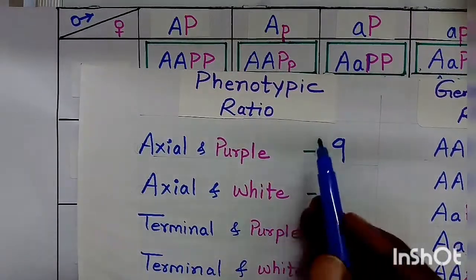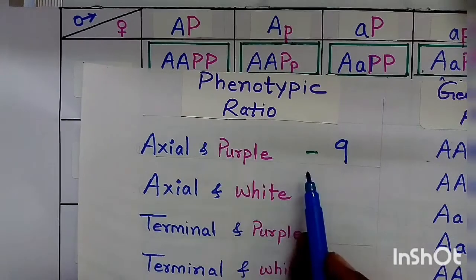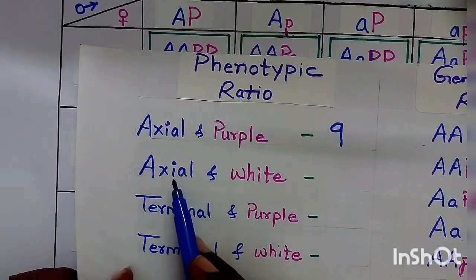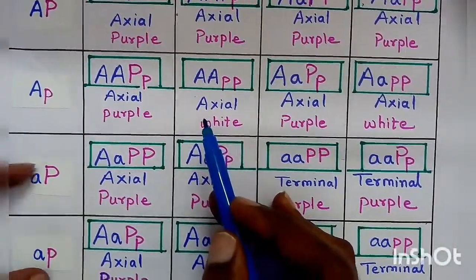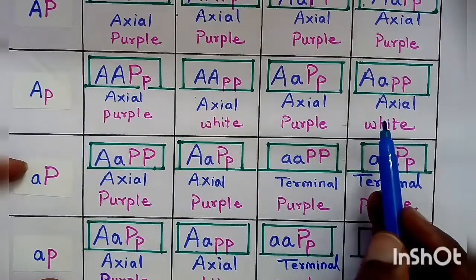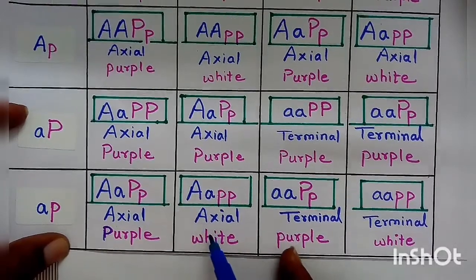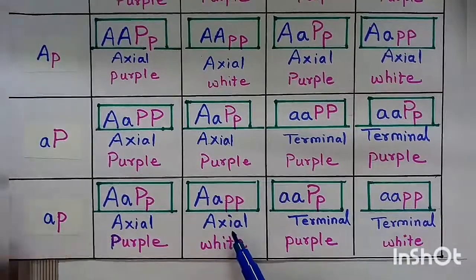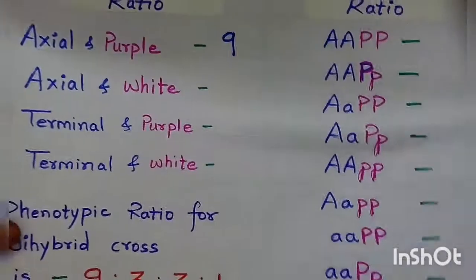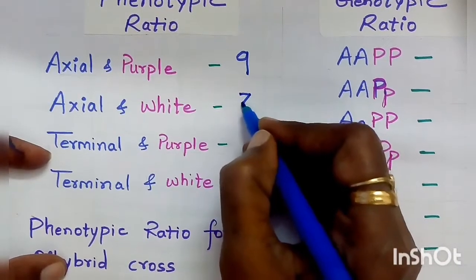There are 9 plants in which the position of flower is axial and the color of the flower is purple. Now let's count the number of axial and white in the table. So this is 1 axial and white, this is second, and this is the third one. So in all there are 3. 1, 2 and 3 plants which have axial position of flower and white color of flowers.